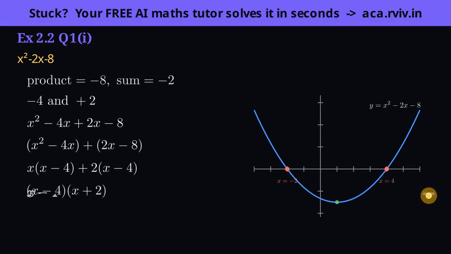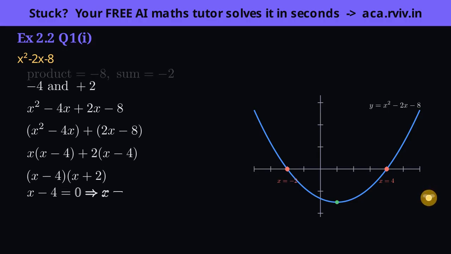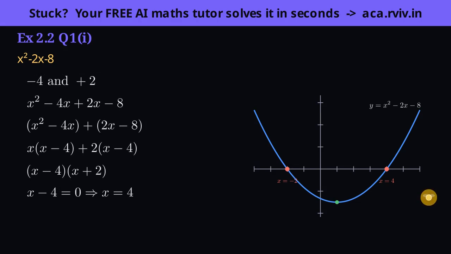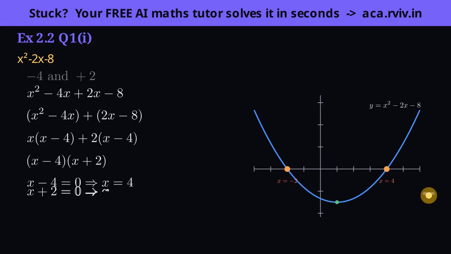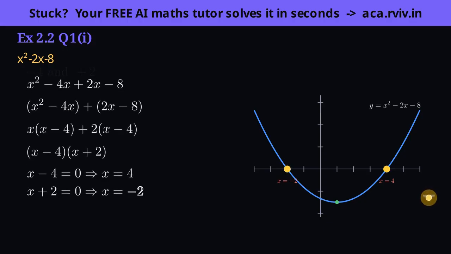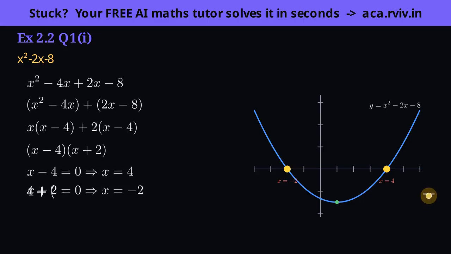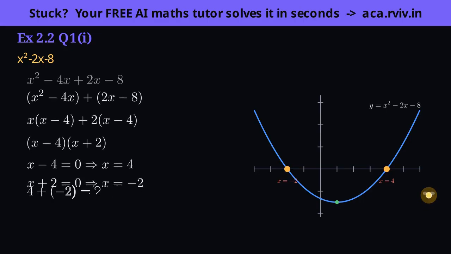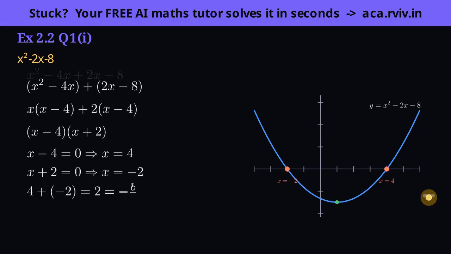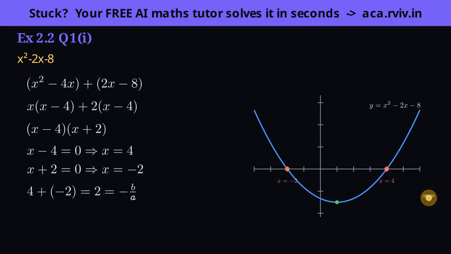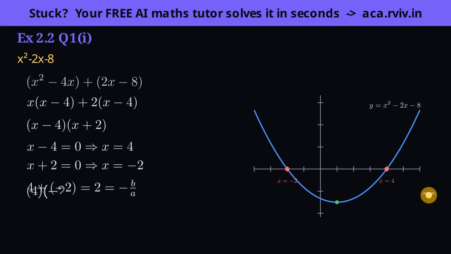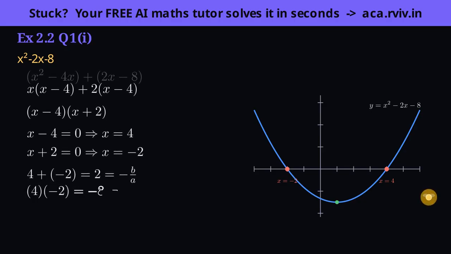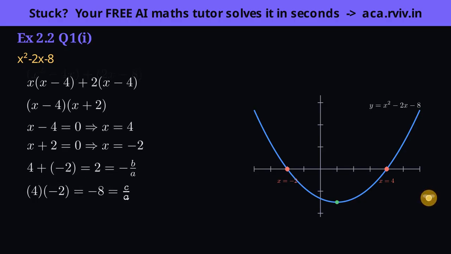Now the zero product idea: set the first factor to 0 to get x equals 4, and set the second factor to 0 to get x equals -2. Those are the two zeros. Now verify, the sum of zeros should be minus b over a. 4 plus -2 is 2, and minus b over a is 2, it matches. And the product should be c over a. 4 times -2 is -8, and c over a is -8. Confirmed.